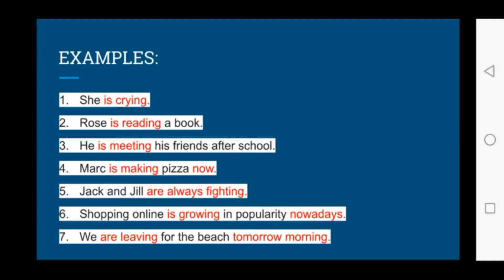And then the last one is: we are leaving for the beach tomorrow morning, where this is another use of present continuous tense when talking about a planned event in the future.